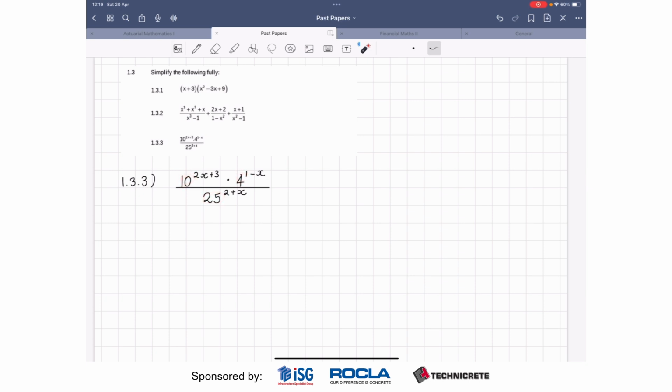And I can do that by using the products of prime factors. So given the numbers that I've got here, I've got 10, I've got 25, and I've got 4. It looks like the bases that I want are going to be 2 and 5. So for all of these bases, 10, 4, and 25, I'm going to try and write them in terms of 2 and 5. So for 10, I'm going to have 2 times 5, and then the exponent remains the same. For 4, I'm going to have 2 times 2, or 2 squared, and the exponent stays the same. And then for 25, I have 5 times 5, or 5 squared.